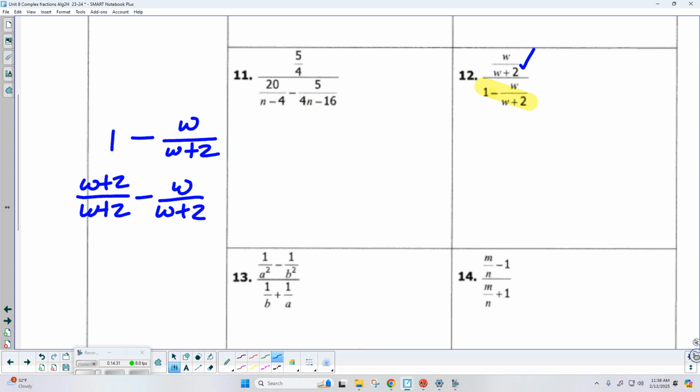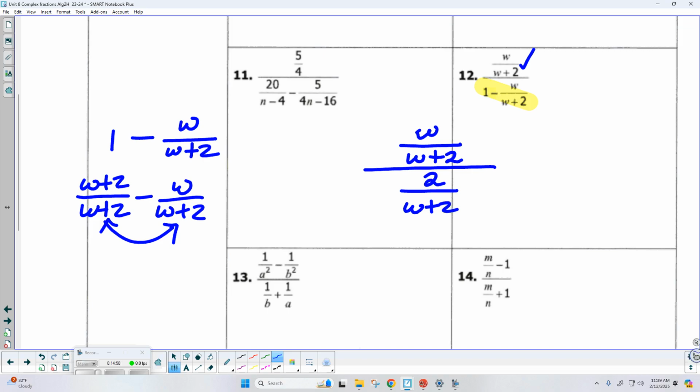So if I were to go ahead and combine these, so right now I've got w over w plus 2. That's the numerator. Over, if I go ahead and pull these together, we've got the common denominator of w plus 2. But what's w plus 2 minus w? So all I'd have here is 2. See, now I've got a single fraction over a single fraction. I'm ready to reciprocal.